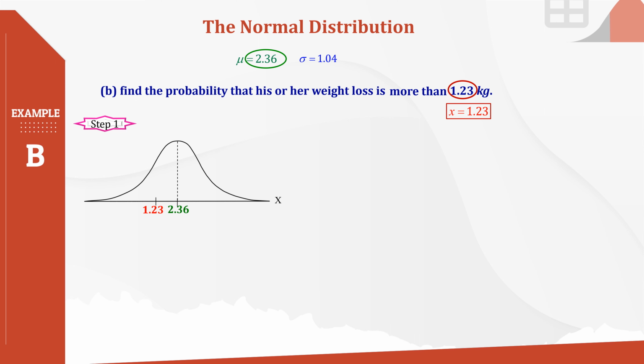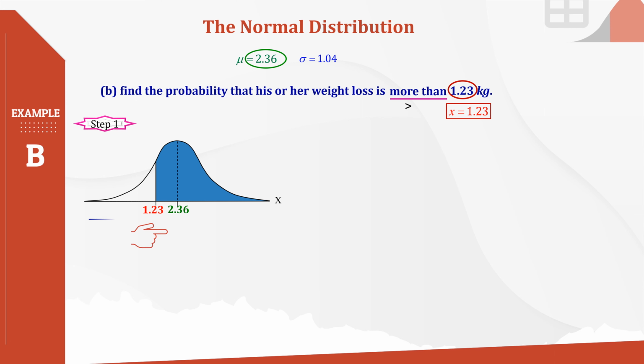Now we are at 1.23. We read from the question the keyword more than, which means right side of 1.23. We shade the area all the way to the right tail. This is our desired area.